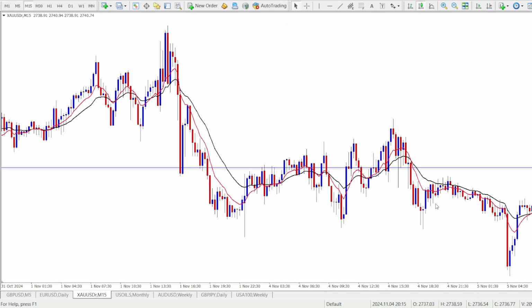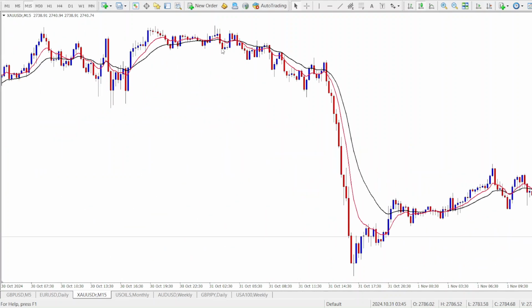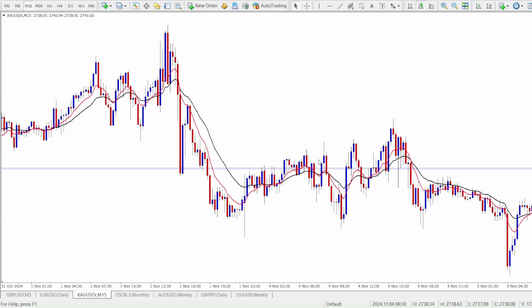You can use a single moving average if you wish, or you can use double moving averages like I did here, the 9 and 20. This is what we call the crossover strategy. When the shorter term moving average, in this case the 9 EMA, crosses below the 20 EMA, it signals a sell trend, and when the 9 EMA crosses above the 20 EMA, it signals a buy trend.